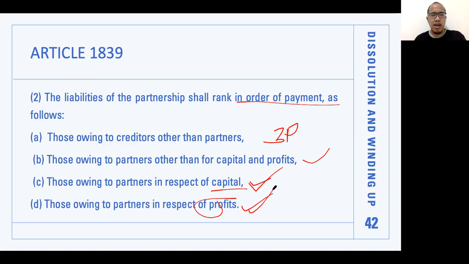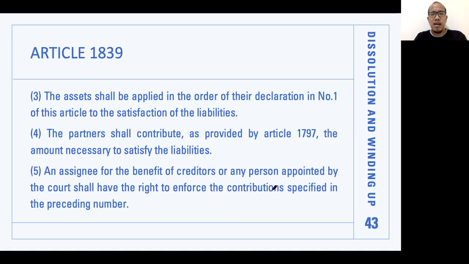Importante yan. The assets shall be applied in the order of their declaration in number 1 of this article to the satisfaction of the liabilities. The partner shall contribute kapag kulang the amount necessary to satisfy the liabilities. An assignee for the benefit of creditors or any person appointed by the court shall have the right to enforce the contribution specified in the preceding number.